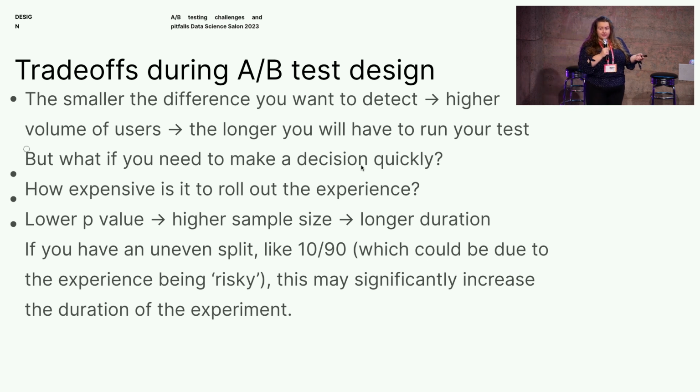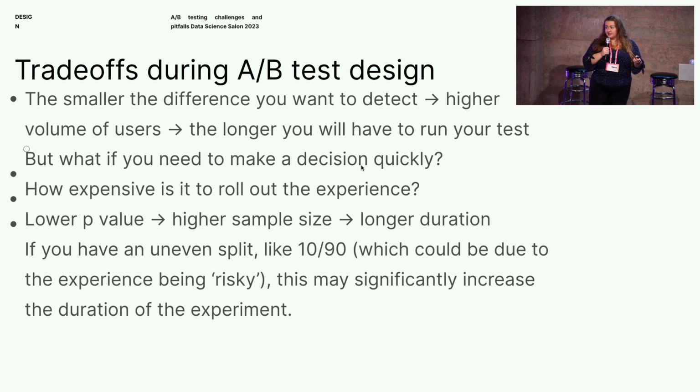Often in my work, I actually design a table for our product managers saying, hey, if the difference is 1 percentage point, this is how long we would need to run it for. If it's 5, this is how long we need to run it for. If it's 2, this is how long we need to run it for. And that way they can help us decide what is appropriate for our test.